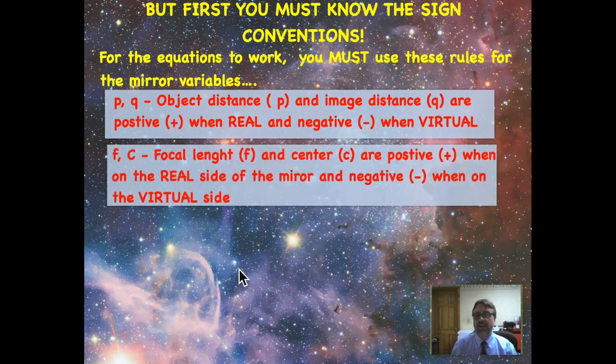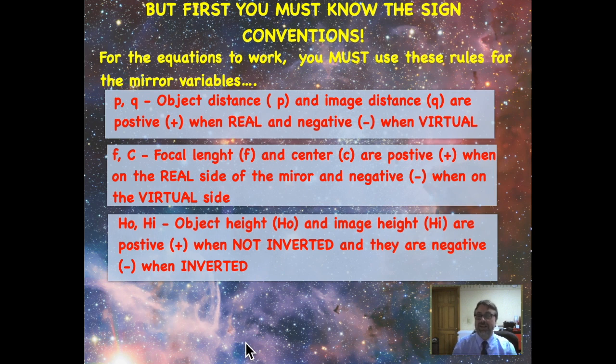Now, the focal length and center curvature obey the same rule. The focal length and center curvature are positive when they're on the real side of the mirror and negative when they're on the virtual side. So if you recall last week's video when we were looking at convex mirrors, a convex mirror would have a negative focal point because the focal point was on the opposite side from the real object. A concave mirror has a positive focal point.